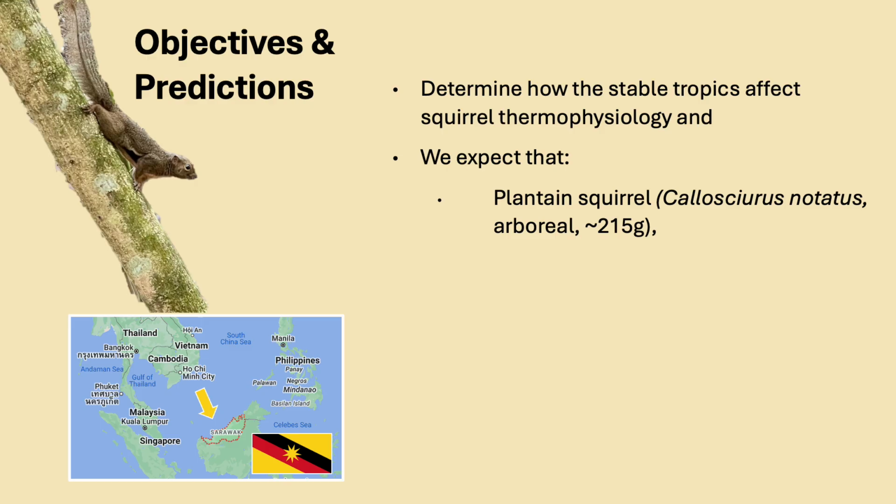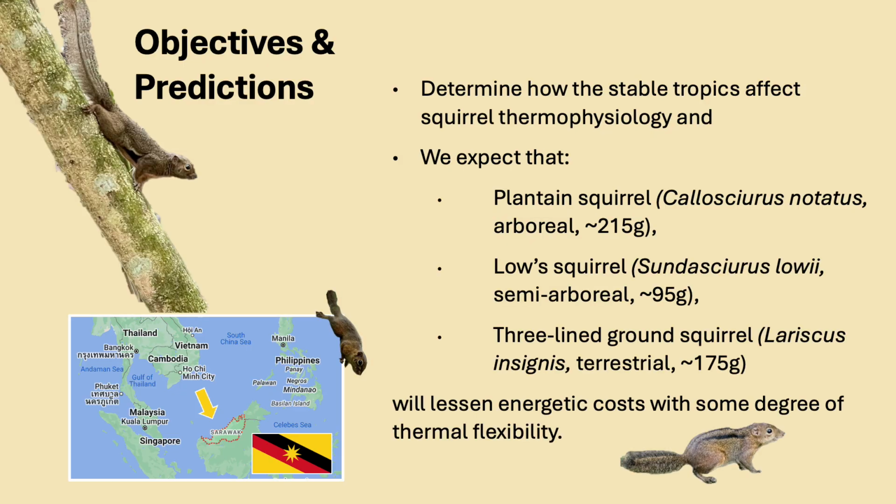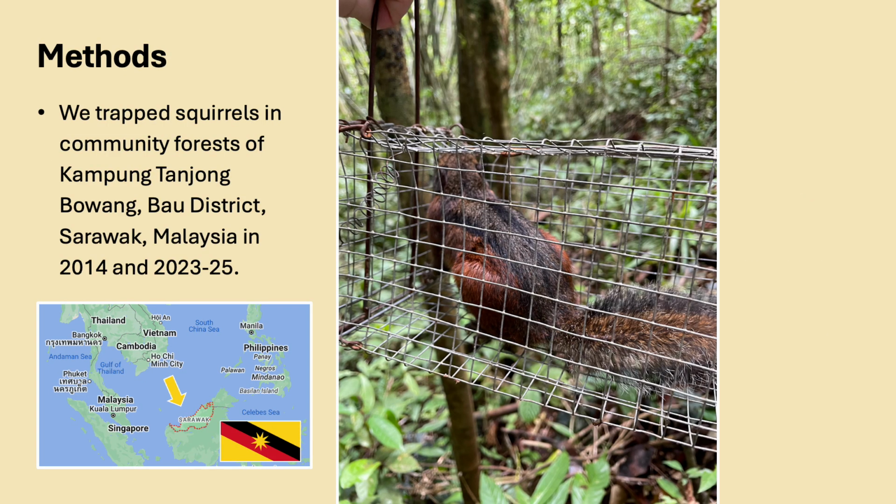And so we expect that for these species, which are varied in their size and zone of activity in the forest canopy, they will lessen their energetic costs by allowing their body temperature to a certain degree be flexible with ambient temperature. And so we went into community forests in western Sarawak, Malaysia, on the island of Borneo in Southeast Asia, which is kind of all in the Malay archipelago.